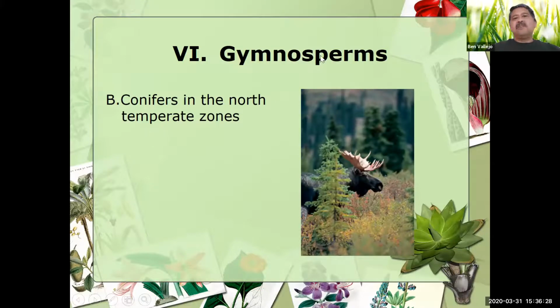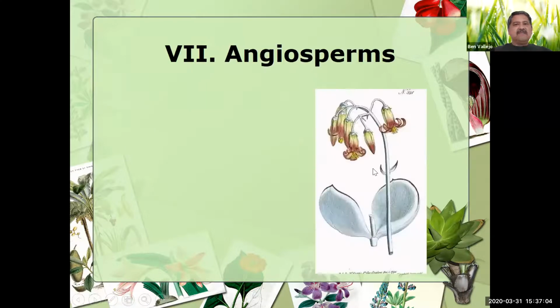Gymnosperms also are made up of the conifers. Those are the ones we usually see. There's a little spruce tree right there with the moose behind it, which reminds me to tell you that these go all across Canada and then all the way across the northern part of Europe and the northern part of Russia and China, and it goes all the way around the earth in the northern latitudes. They call that the spruce moose belt. And there's a picture of a spruce and a moose.